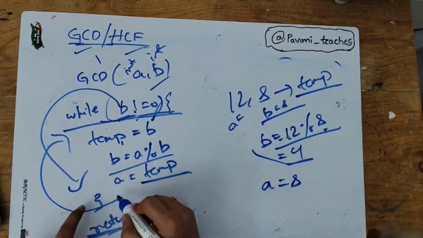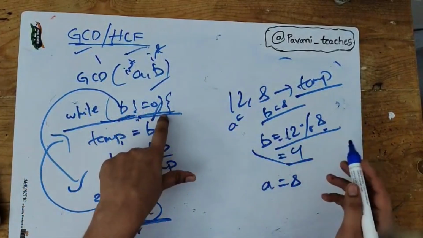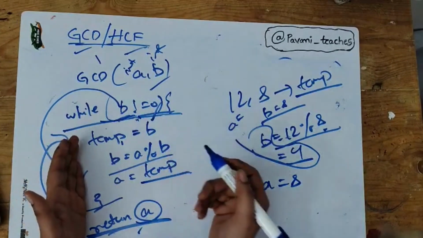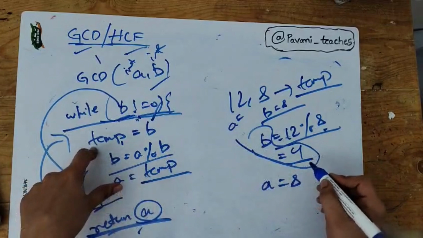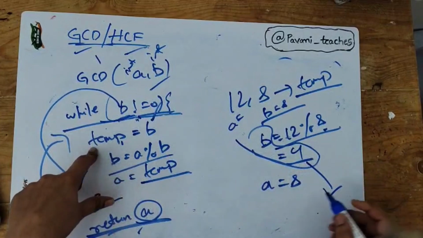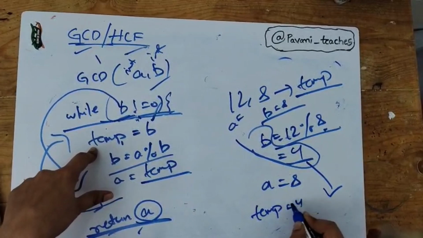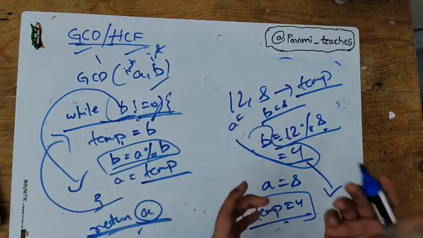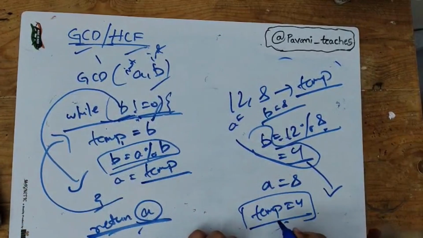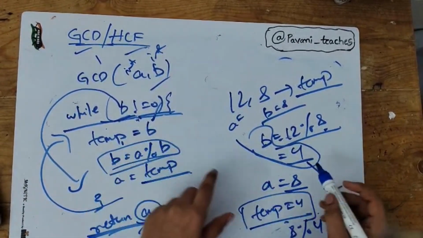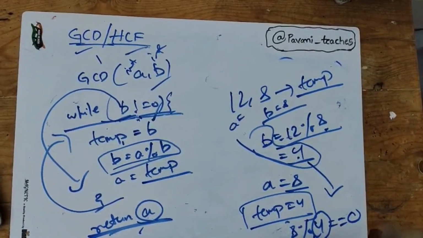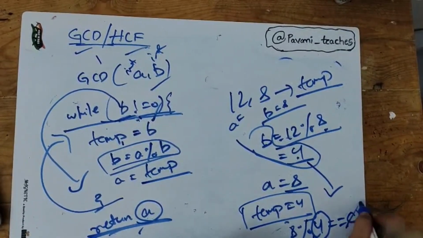Now again it will check this while loop condition where b is not equal to 0. Yes, here the new value of b is not equal to 0. So it will go inside the while loop. Now again it will store this b value in the temporary variable, temp is equal to 4. Now we'll perform this operation to store the next b value, which is a modulo b. Here a is 8, 8 modulo 4, because the value of b here is 4, which will be equal to 0. 8 is exactly divisible by 4, so it will give remainder as 0.